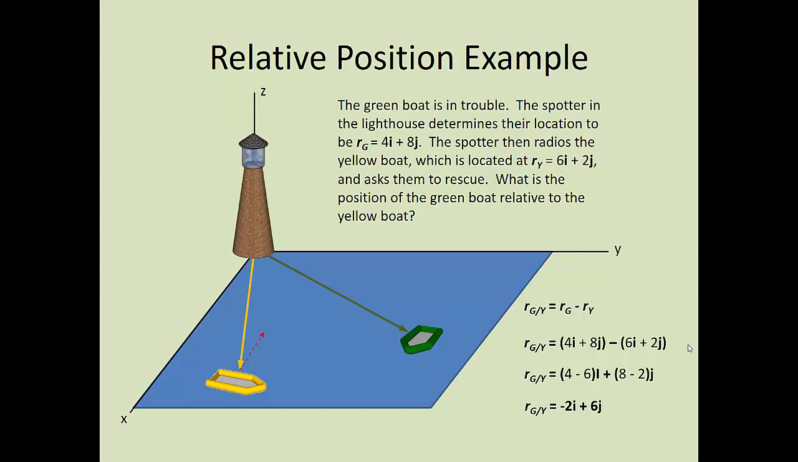And if we draw that out, from the yellow boat we go minus 2 in the x direction and a positive 6 in the j direction, or in the y direction. Then we have the vector that represents the position of the green boat from the perspective of the yellow boat.